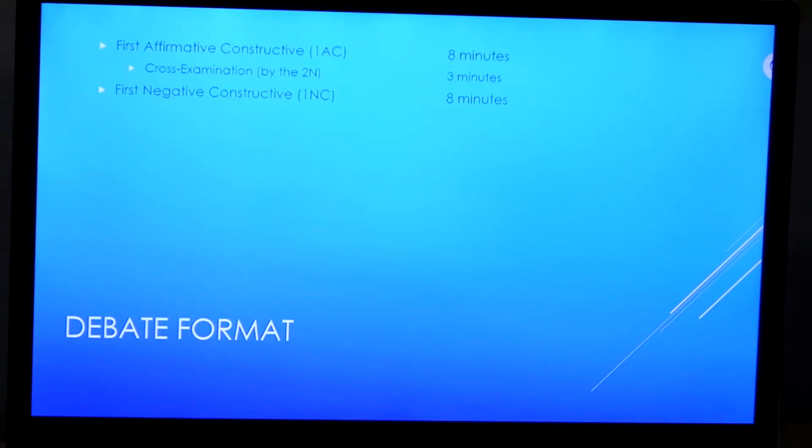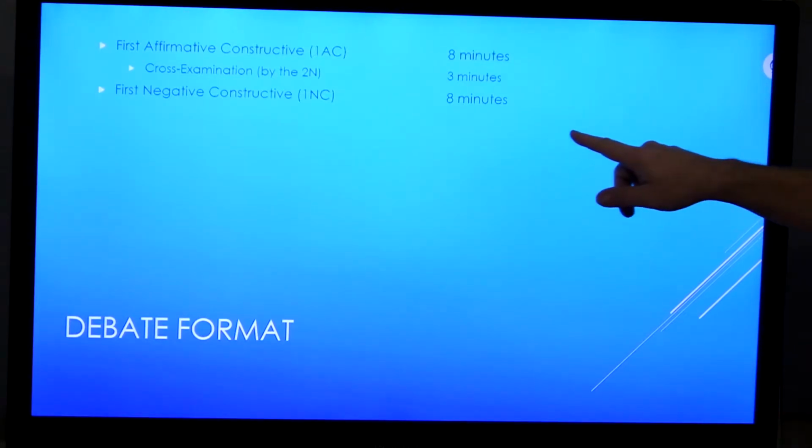So all the first speeches are the constructive speeches. Constructive means you're building something. So in this first part, you're building up the case, or you're building up your negative arguments. The way you remember who is going to be doing the cross-examinations is, whoever is speaking next is not cross-examining. It's going to be your partner.